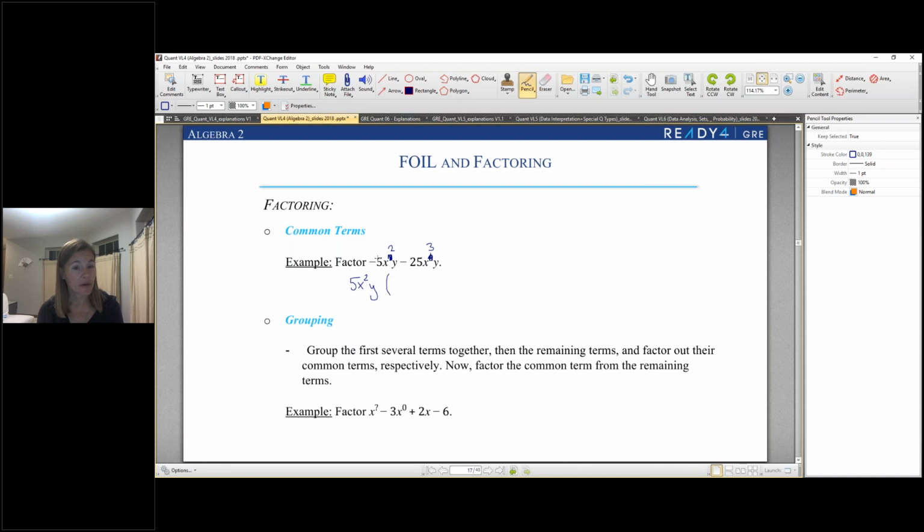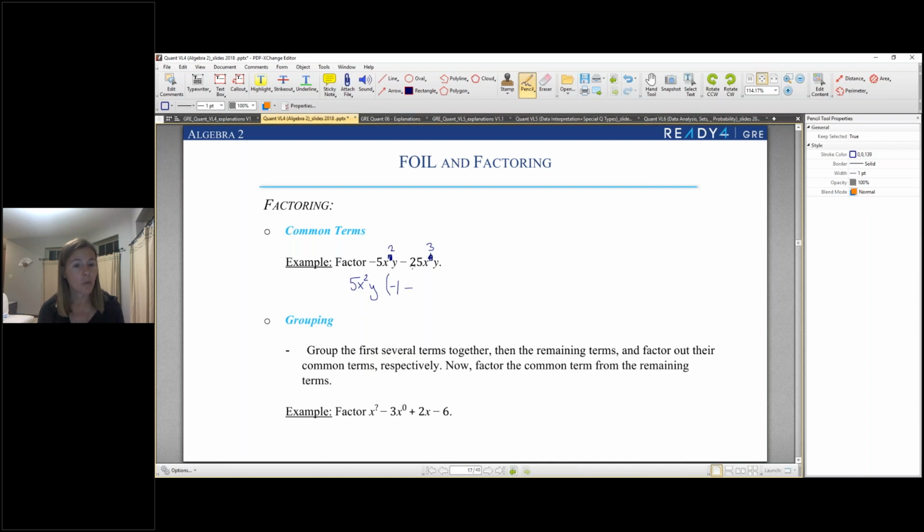So what are we left with? If we factor 5x squared y out of minus 5x squared y, what are we left with? It's kind of weird. Yeah, Nike, exactly. We're left with just minus 1. That's it. And we can check ourselves if we're not sure, because if we multiply this times this, we should get our original term back.